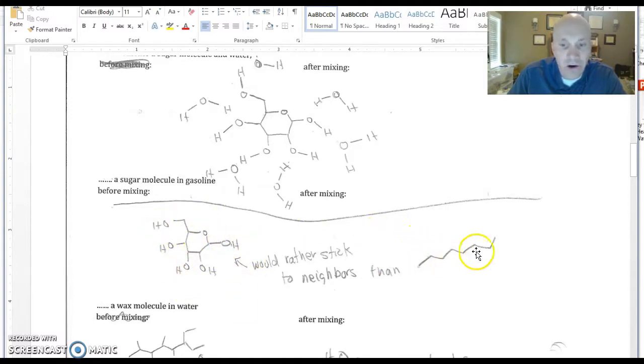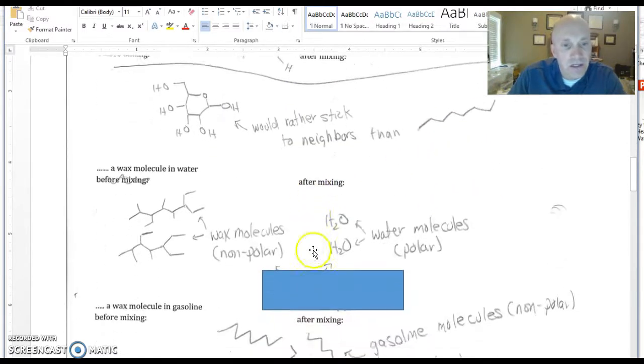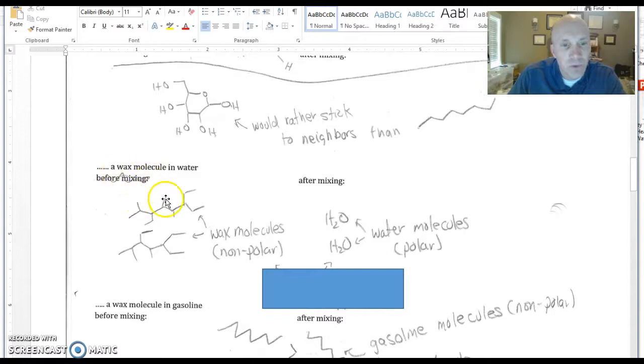All right, there are no delta positives, delta negatives in this, so the sugar molecules would have a much higher stickiness between for themselves than they would for any gasoline molecule. Therefore, all these guys would just rather stick together, and they would sink if you put it into a container full of gasoline.